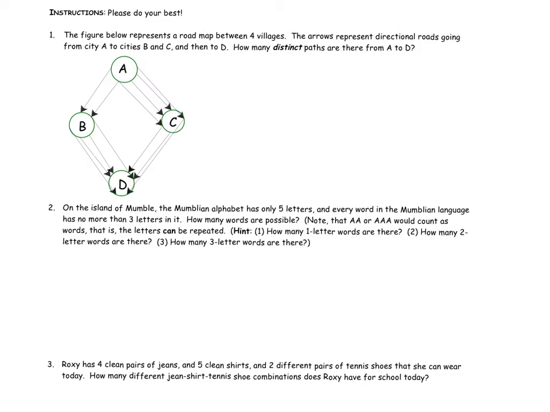And there's a visual to help you out. It says there is a road map between 4 villages, and the arrows represent directional roads. How many distinct paths are there from A to D? You could either go to the left or the right here. So let's go from A to C to D. From A to C, there are 4 paths, and for each of those paths taken, I could take 3 other paths from C to D.